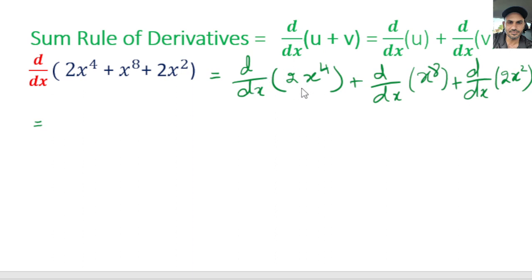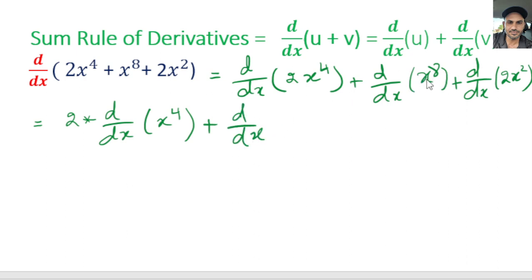So what I'm going to do first is take the constants out of the derivative term here. So I'm going to put it as a multiplication, 2 times, so it's taken out of the derivative. And then we have x to the fourth plus d over dx. There's no coefficient multiplying with this term, so I'm just going to leave it like that. x to the 8 plus, here we have 2 multiplying with the x squared term, so we just take the 2 out of the derivative, so 2 times d over dx of x squared.